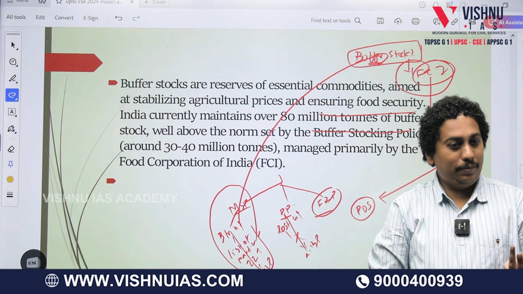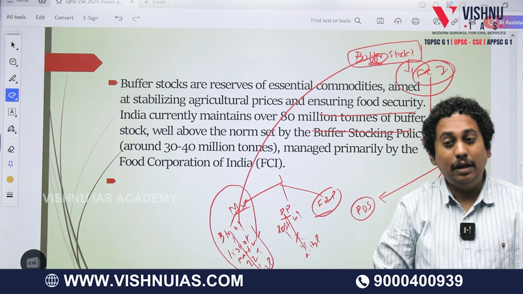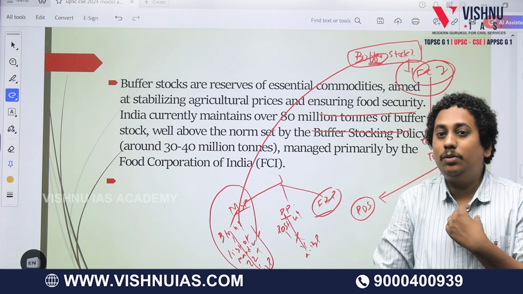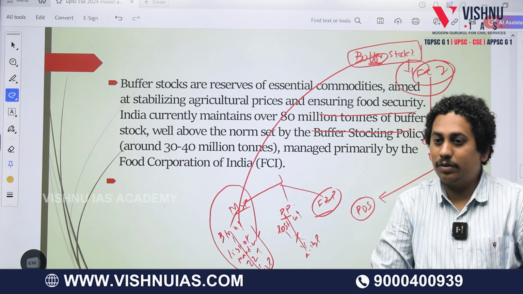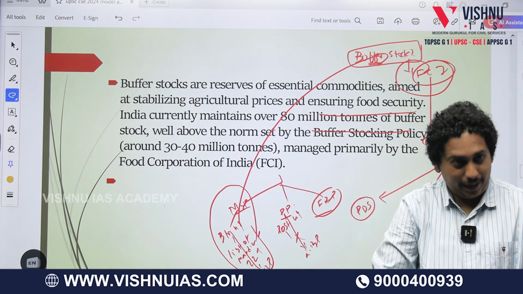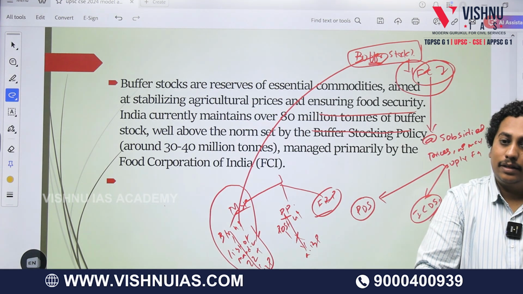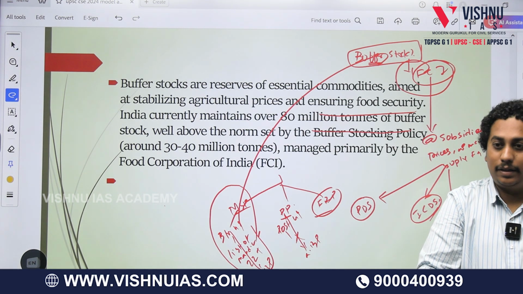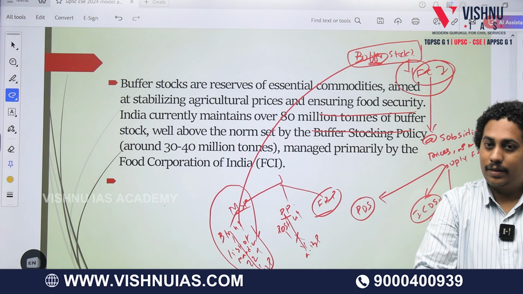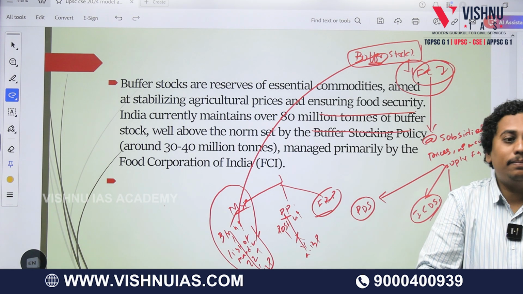In case of any future emergency, future disaster, like COVID, however big a COVID came, we were able to face it, and it is all because of the buffer stock. The National Food Security Act came in 2013. Nearly 83 crore people are covered under NFSA 2013. Yes or no? 83 crore people are covered.